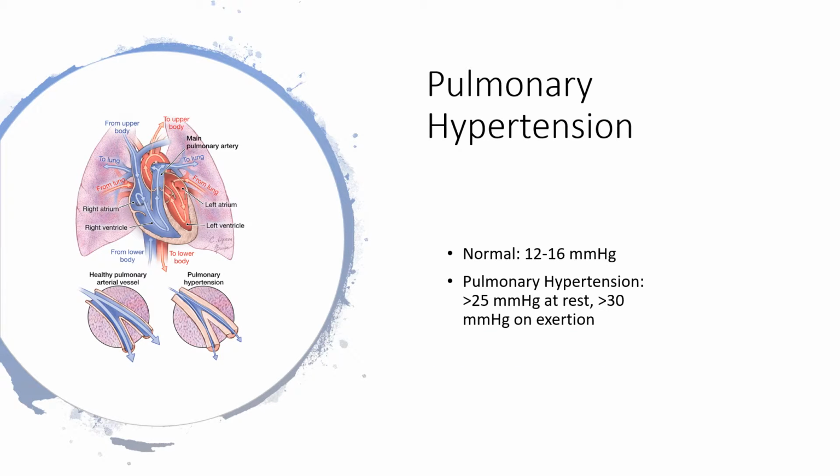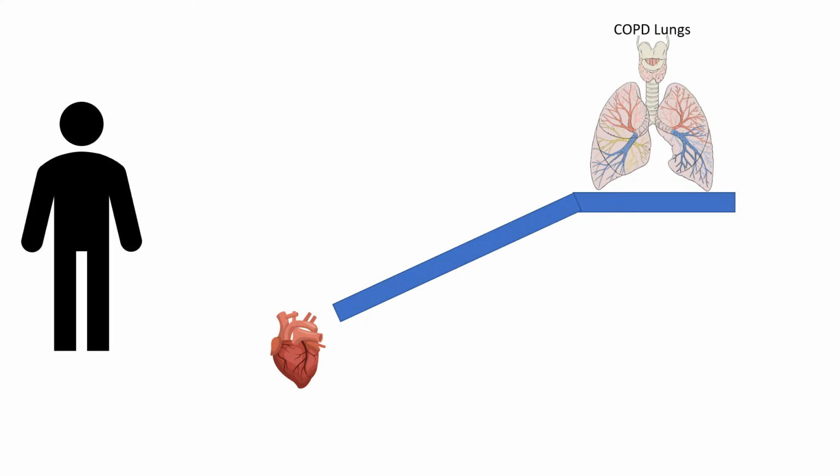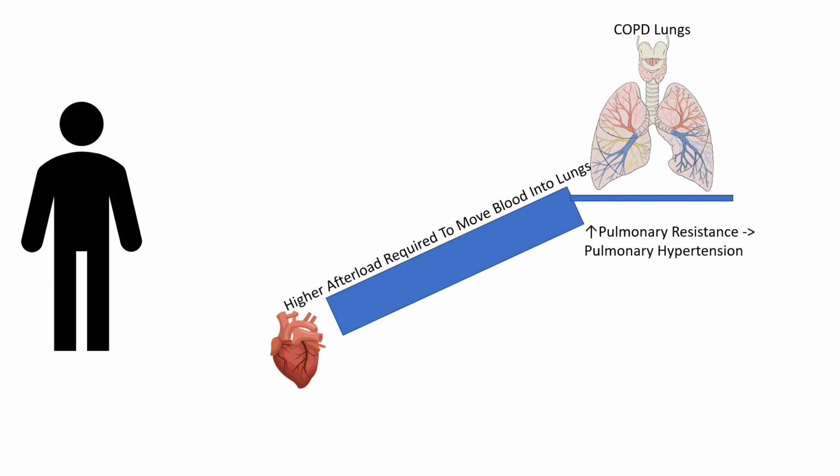Pulmonary hypertension is characterized by pulmonary arterial pressure greater than 25 millimeters of mercury at rest and 30 millimeters on exertion. Normal pressures are usually between 12 to 16 millimeters of mercury. So the increase in resistance of the pulmonary arteries leads to pulmonary hypertension, which requires the heart to pump harder to move blood into the lungs. In other words, the afterload of the right ventricle is increased.